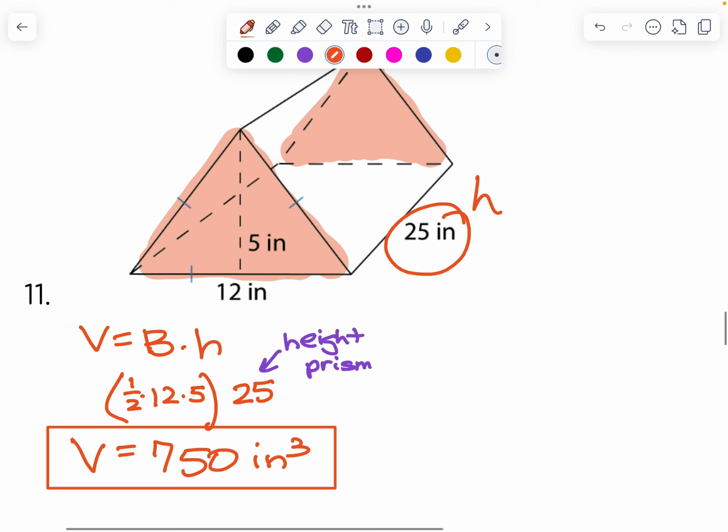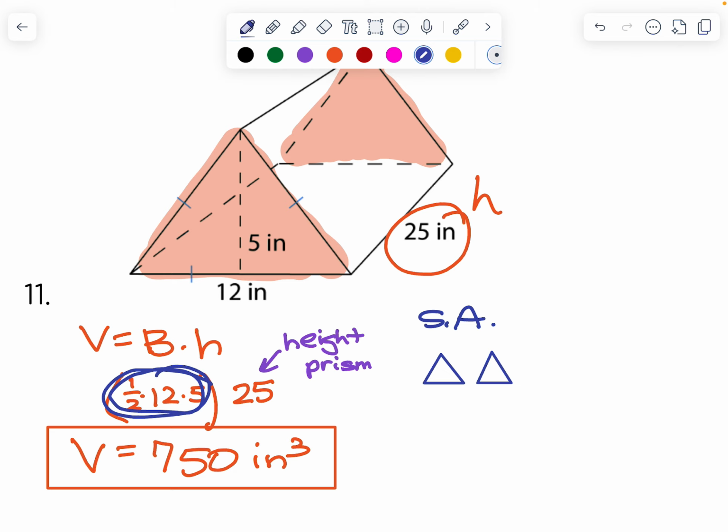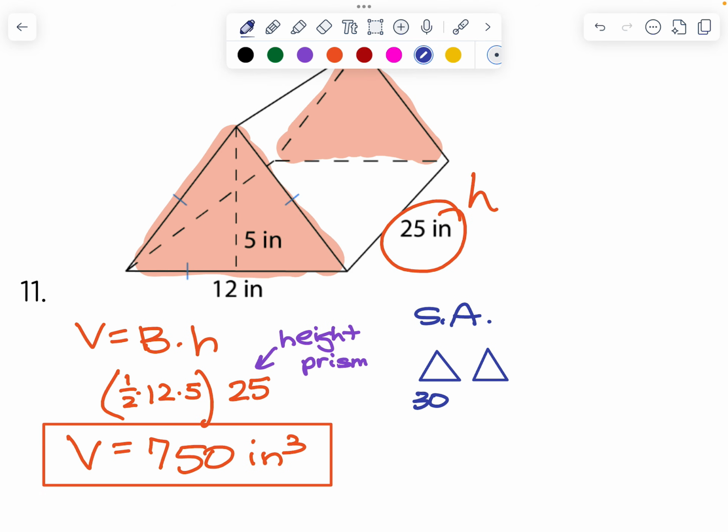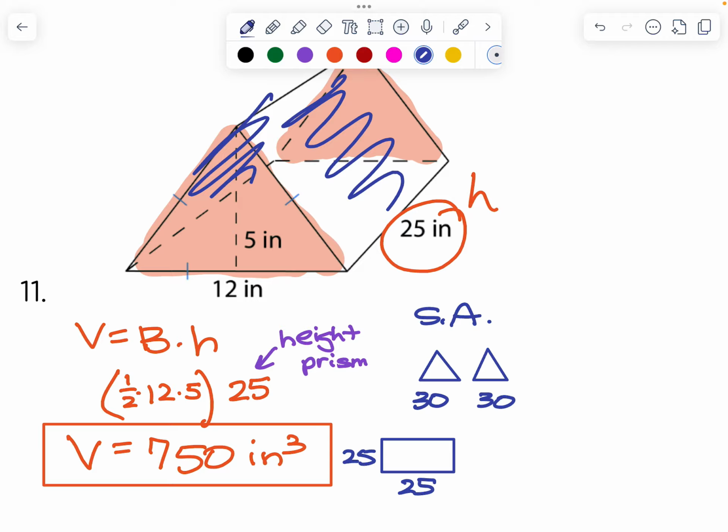All right, so for surface area, I have 2 triangles, right? And didn't you just find the area of those? Yeah, what's half of 12? It's 6 times 5, that's 30. 30, nice. And then we have the base rectangle, which is a 12 by 25. And then I have the 2 sides over here. Do you guys see those 2 sides? I know, it's hard to see.